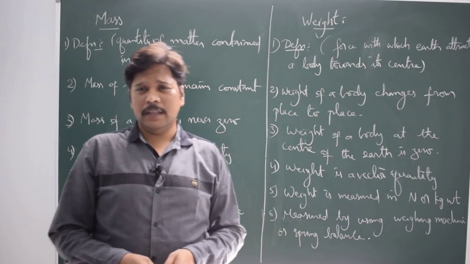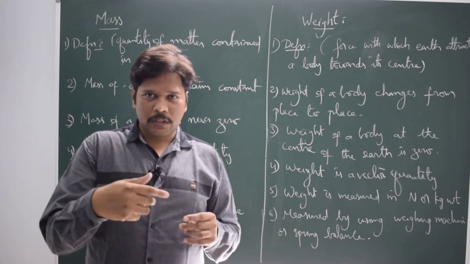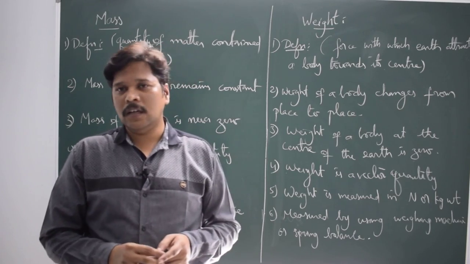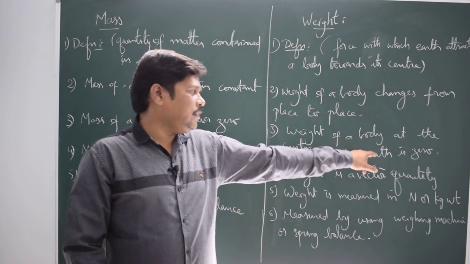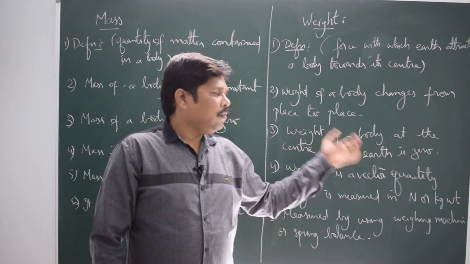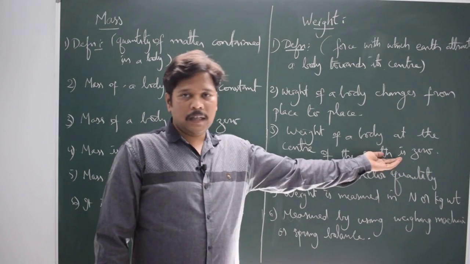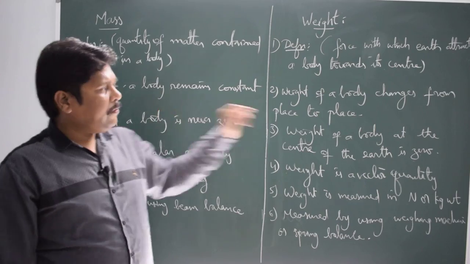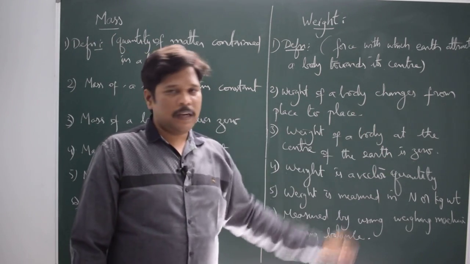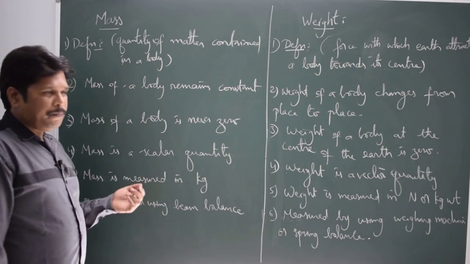Whereas the weight of a body, we have seen when we go into depths exactly at the center of the earth, the acceleration due to gravity is zero. When g is zero, we have the formula W is equal to mg, so the weight of the body at the center of the earth will be zero. Mass can never be zero, whereas weight can be zero. One example is when you take the object to the center of the earth, its weight is zero.